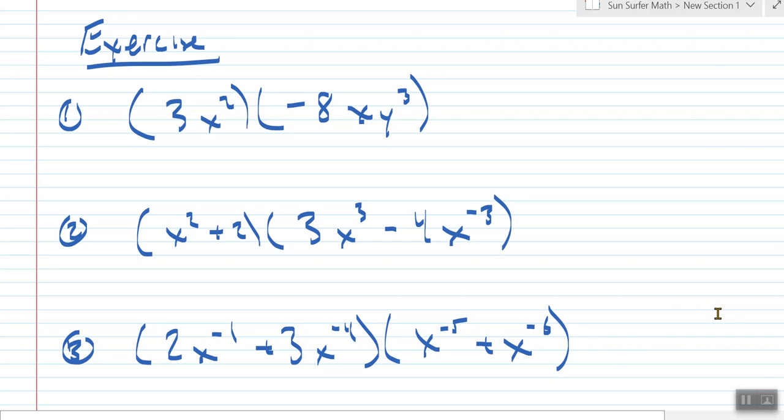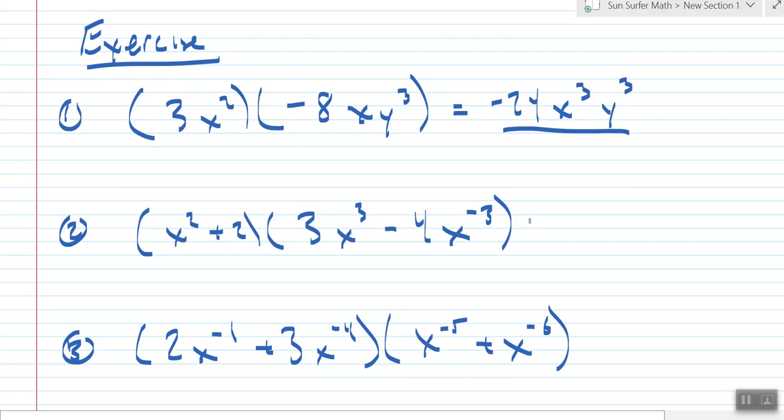All right, let's see how you did here. So for this first one, we have a monomial times a monomial. So we're going to simply multiply the coefficients. 3 times negative 8 is negative 24. x squared times x would be x cubed. And then there's nothing to multiply. There's no y over here. So we simply bring along the y cubed. And there is our answer.